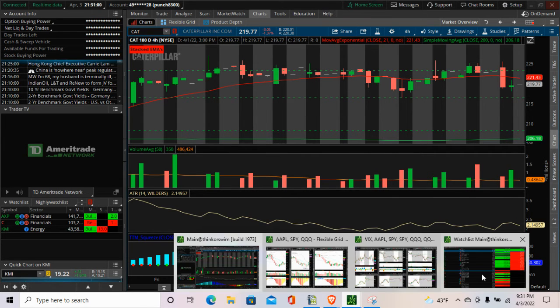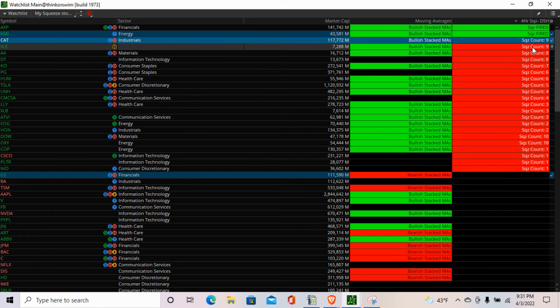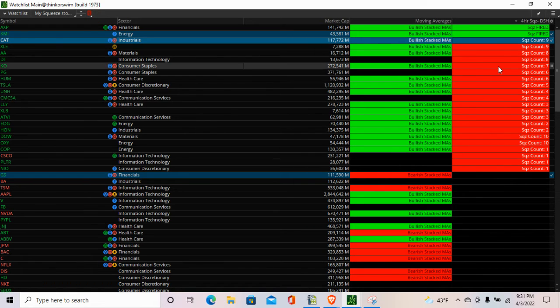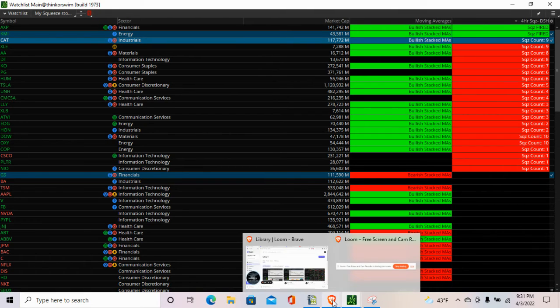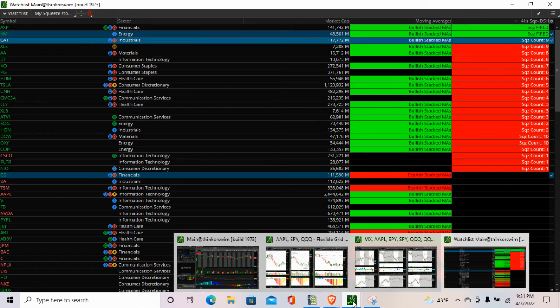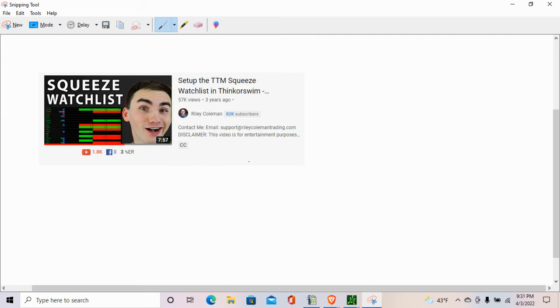So I would go in here, look at the squeeze count, and then really what I'm looking for is a green, and then I'll go in and see how much is fired. And this isn't my scanner. I actually got this scanner from Riley Cooper or Riley Coleman. He set up this squeeze watch list. This is what he's used, and so I essentially copied the scanner he had. It's like an 8-minute video, pretty good.